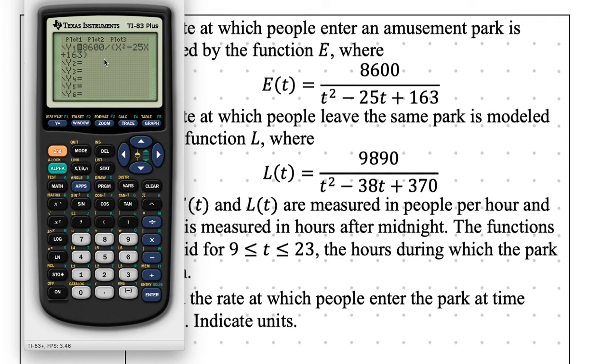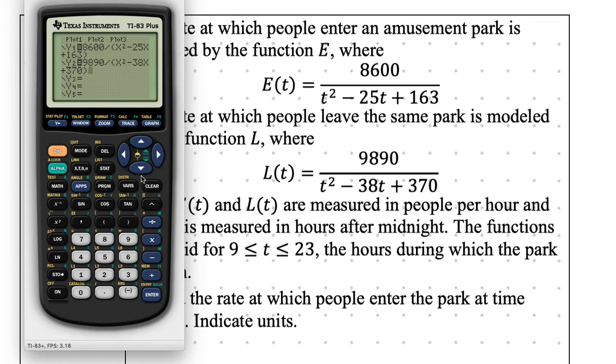And end your parentheses. You do need parentheses if you're doing the TI-83 Plus. There is a mode on the newer calculators to actually see this as a fraction, something over something, instead of a little slash symbol. But make sure that you have parentheses, and then you do the y2 function as that one: 9890 divided by, keep your parentheses, t squared minus 38t plus 370.